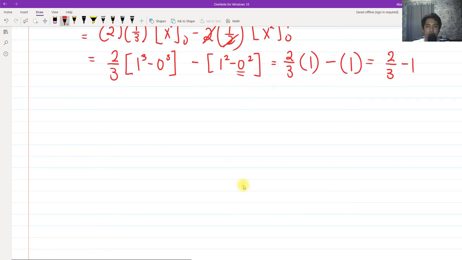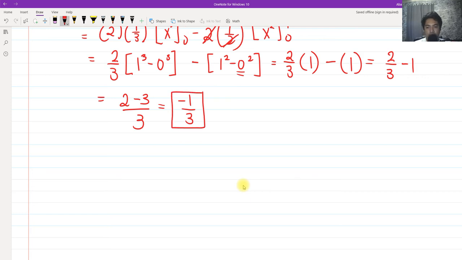So if we are going to simplify that, we have 2 minus 3 all over 3. So that is negative 1/3. So that would be our answer. Negative 1/3 is our answer.